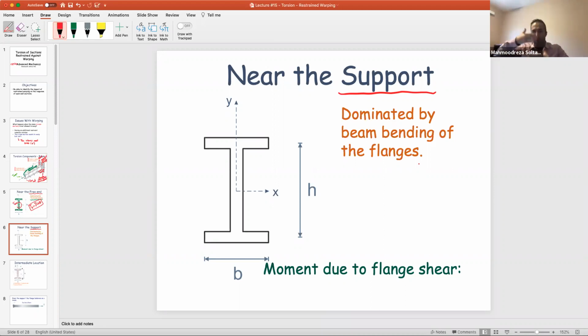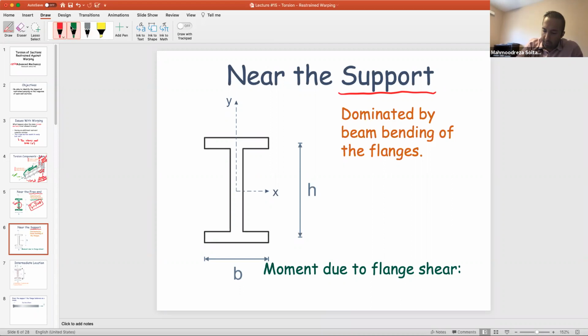They're going to govern the whole cross section in terms of warping. So we're going to talk about this one step at a time. I'm going to tell you why we are saying bending of flanges. First, we have flanges on top and bottom to govern your behavior. Second, there will be shear developed on top and bottom. They're going to cause the deformation.